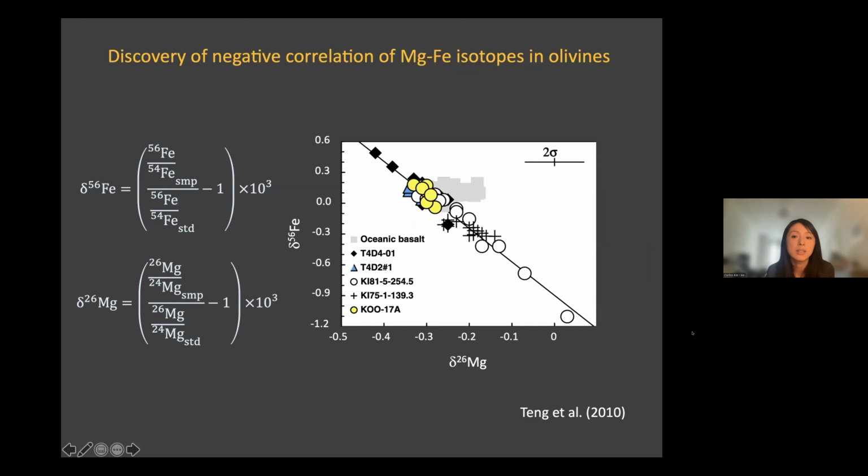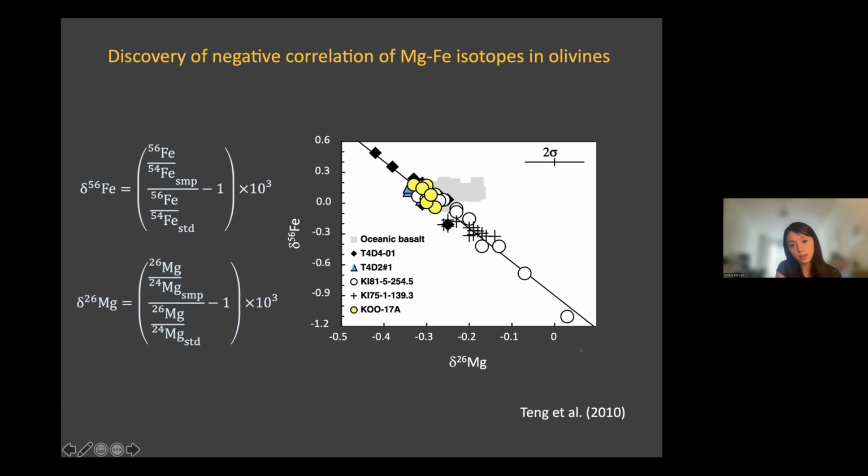So in 2010, Fanjun Tang et al. published a paper that showed the discovery of negative correlation of magnesium and iron isotopes in olivines. So isotope data are reported in delta notation. On the y-axis, I plotted del 56 iron. The definition is given on the left here. It's the relative difference in the 56/54 ratio in the sample to an isotopic standard, multiplied by 1,000.